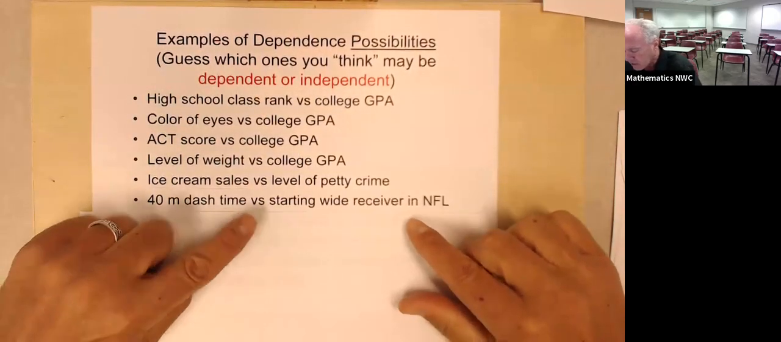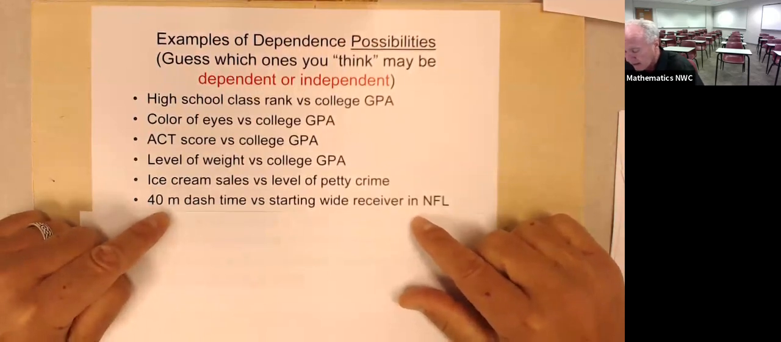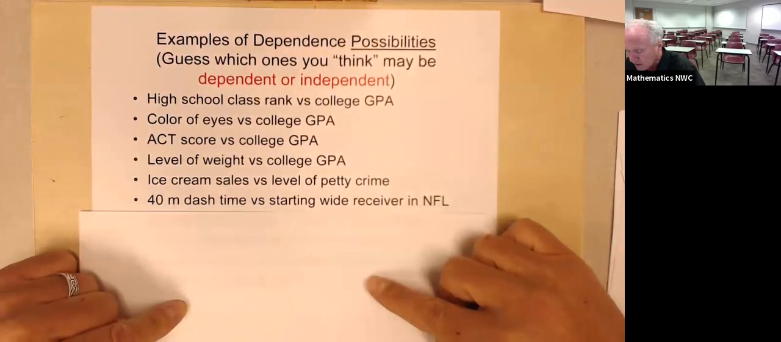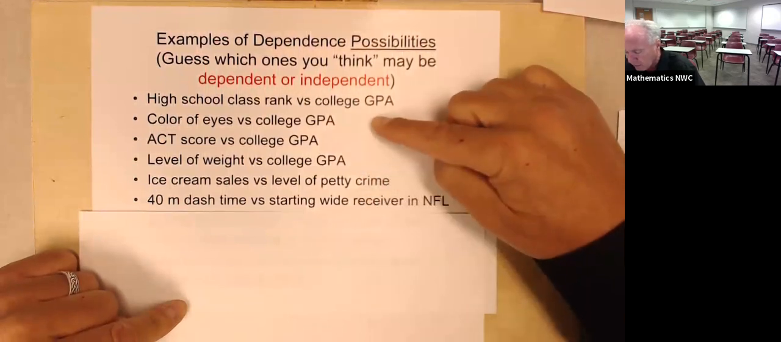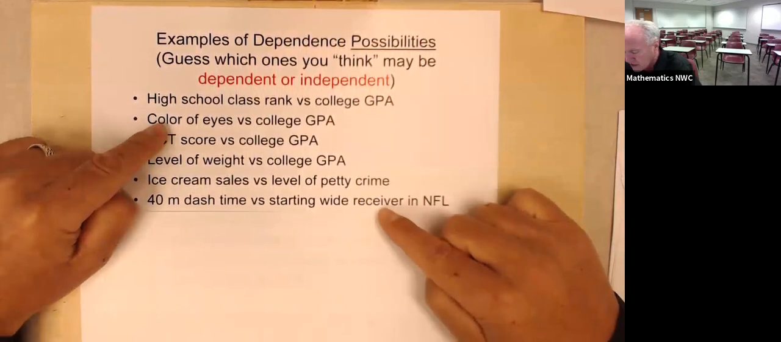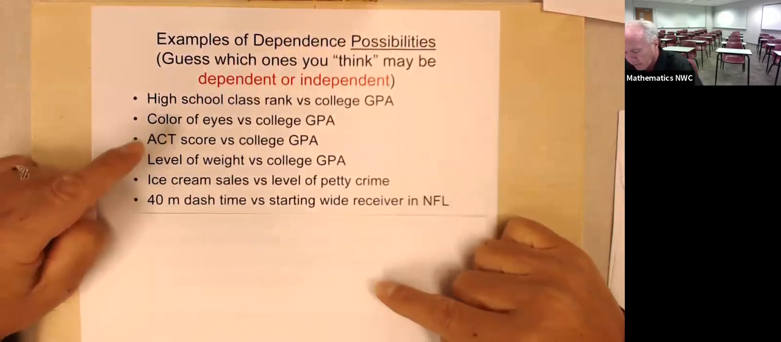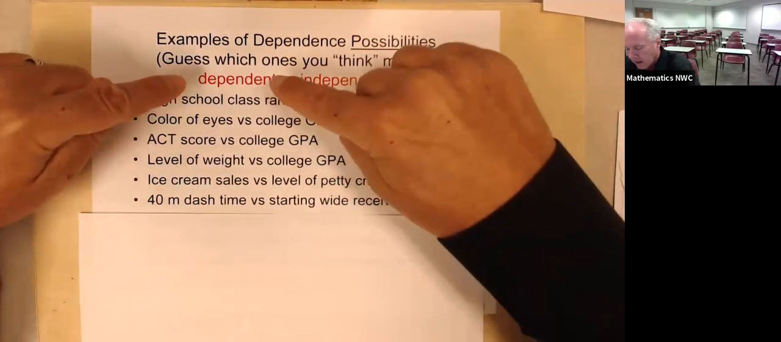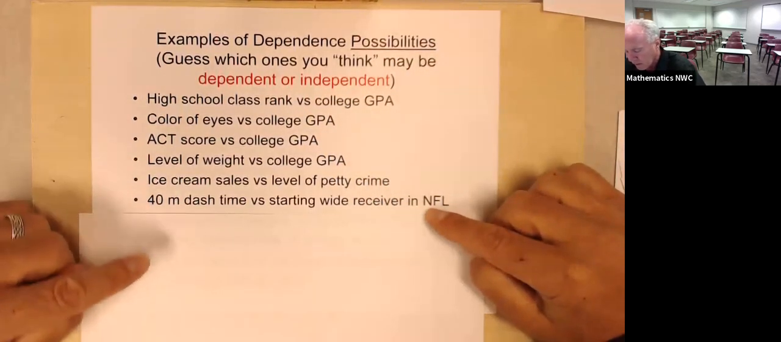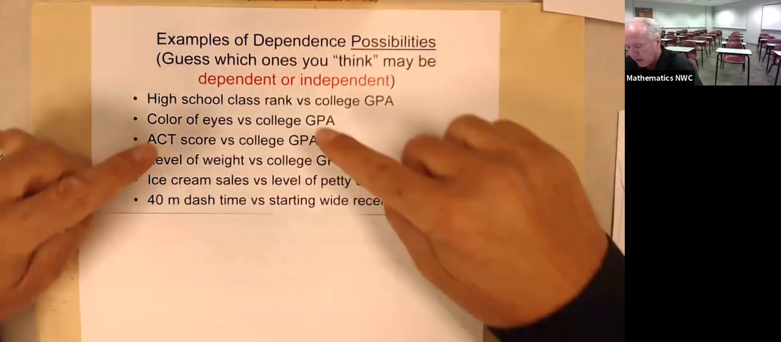40-meter dash time versus starting wide receiver in the NFL. They are very much dependent. Their inverse correlation, when your dash time goes down, your starting receiver likelihood or probability goes up. If you're like me, when you have a very slow 40-yard dash time, your chances of starting at wide receiver in the NFL is slim to none. They go opposite, but they are dependent. Both of them move accordingly. This one goes down, this one goes up. They both either go opposite all the time, very much dependent.